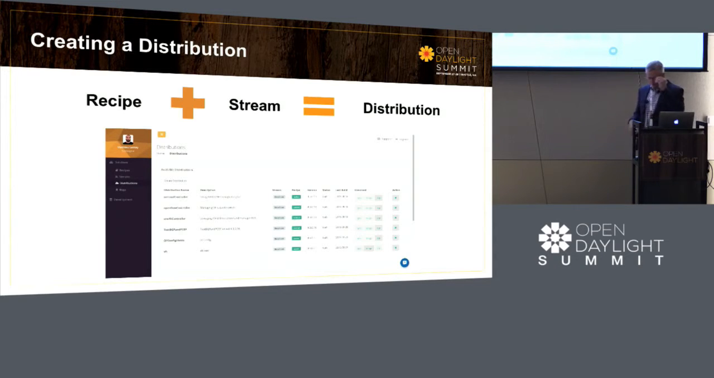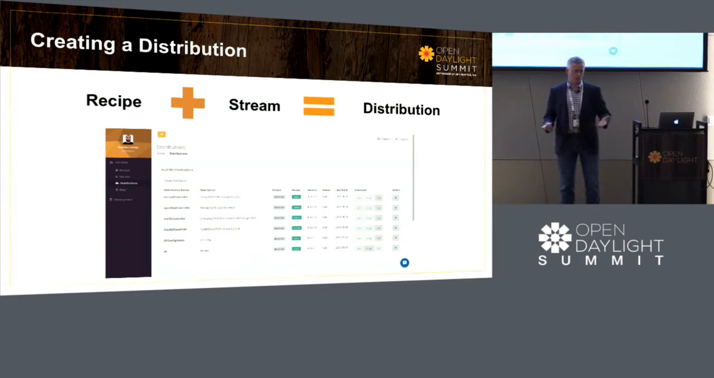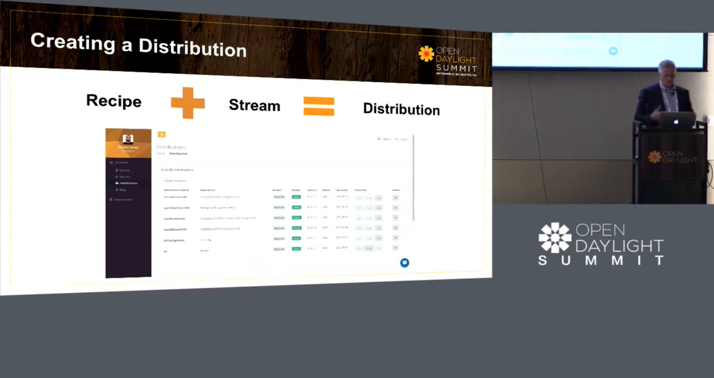And the distribution becomes what we call an ODL instance. It could be a controller, it could be an agent, whatever you're trying to accomplish. It doesn't even have to be anything related to SDN. It could be a smart city type of application where you're creating this instance that's going to be deployed on some device to control the different IoT-like components within that environment. So that's what becomes a distribution.